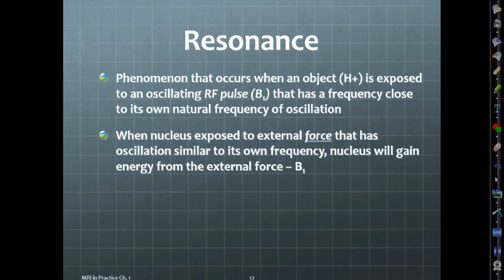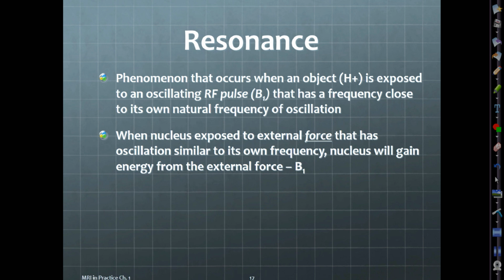All right. So the next major concept in this unit is resonance. The first one was precession. We got a good understanding of that. The next one is resonance, and hence where we get the term MRI, right? Magnetic resonance imaging. So obviously it's a very important concept that we need to know.